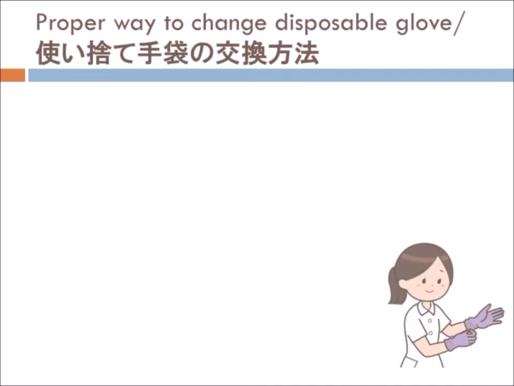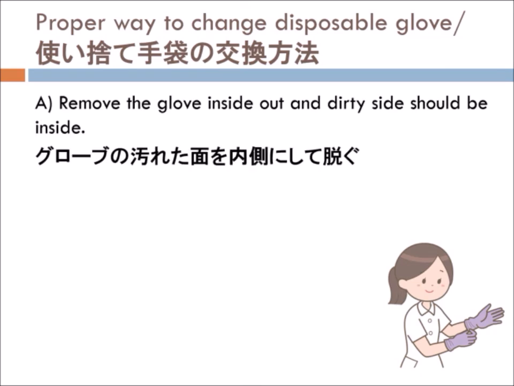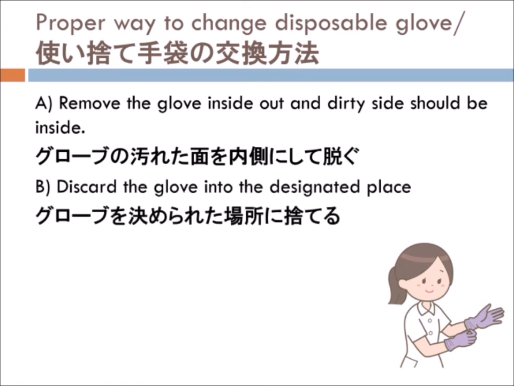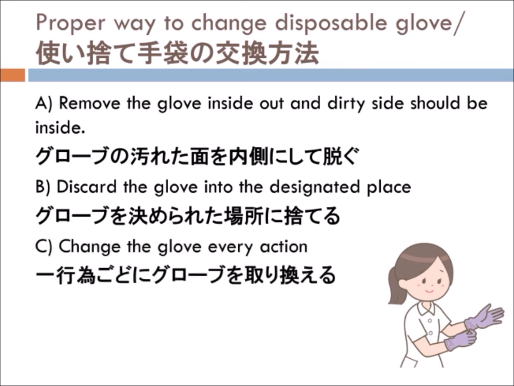Proper way to change disposable glove. 1. Remove the glove inside out, and dirty side should be inside. 2. Discard the glove into the designated place. 3. Change the glove every action.